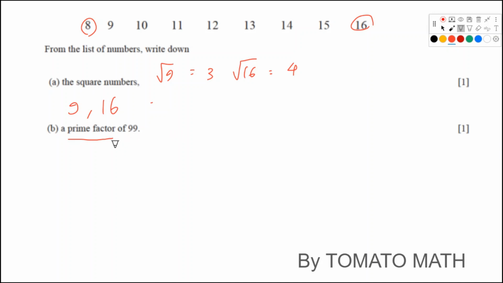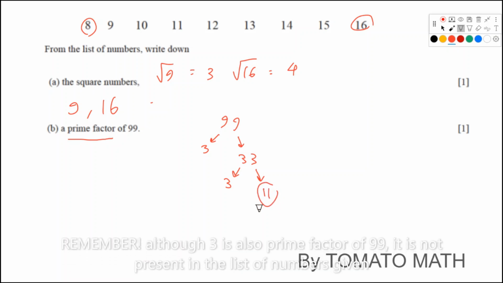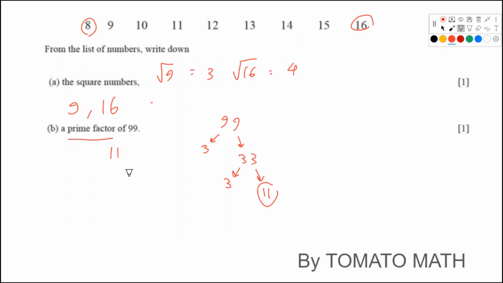So to find the prime factor of 99, first this is 99 and we will divide it by the lowest prime number, 3, and we will get 33. Divided again by the lowest prime number, which is 3, and we will get 11. So we can see that 11 is the prime factor of 99. 11 only has two factors, 11 and 1, so that's why it's a prime number.